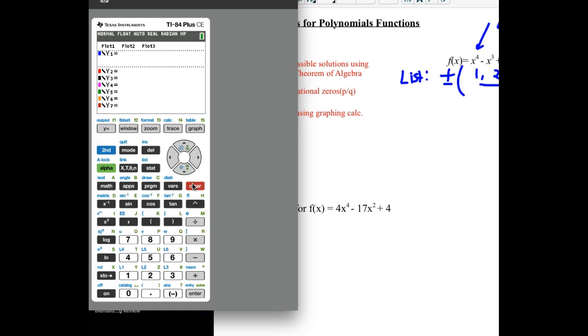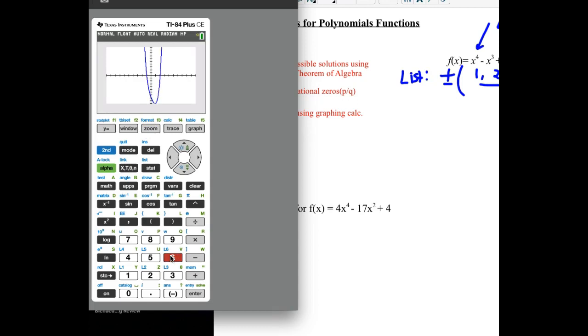All right, so we have x to the 4th minus x cubed plus 2x squared minus 4x minus 8. All right. Zoom 6, remember, will reset your window to a standard window very quickly.